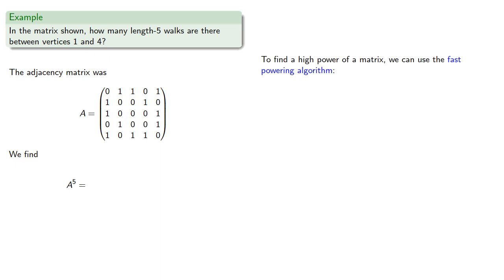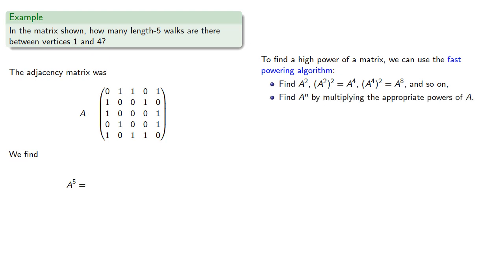This is based on the idea that it's just as easy to find the square of a matrix as it is to multiply two arbitrary matrices. And in particular, what we'll do is repeatedly square our matrix. So we'll find A squared, the square of A squared, which is A to the fourth, the square of A to the fourth, which is A to the eighth, and so on. And if we want to find A to the n, we'll multiply the appropriate powers of A.